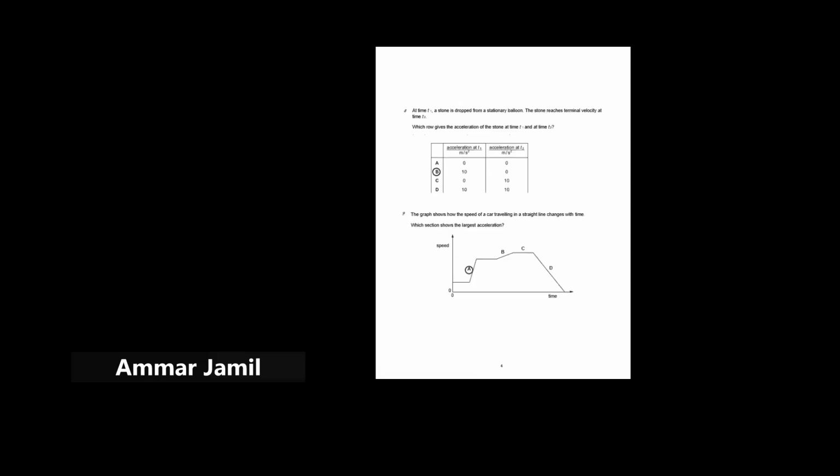And then we have, at the time T1, a stone is dropped from a stationary balloon. The stone reaches terminal velocity at time T2. The acceleration is 10 at T1 and 0 at T2. So choice B. Next, question number 9. The graph shows the speed of the car. Which plane shows the largest acceleration? The curve with the steepest gradient is A. So that's the largest acceleration.